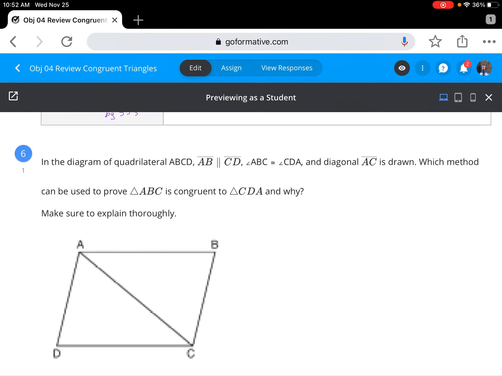Okay. In the diagram of this quadrilateral, you're given a whole bunch of information.